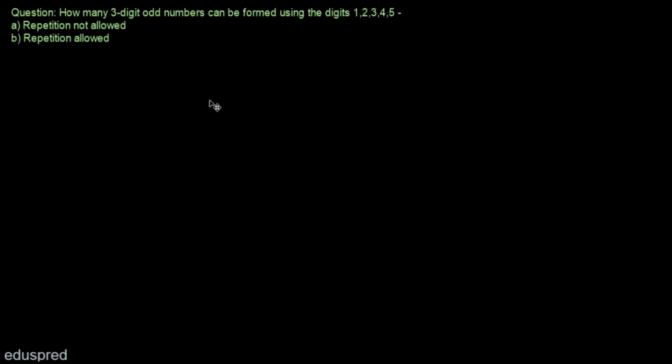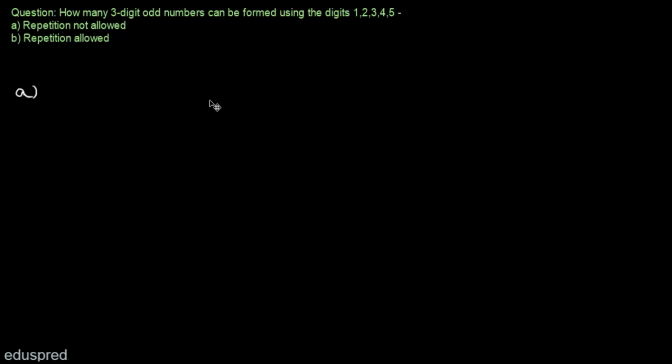In this video, I'm going to solve this question. How many 3-digit odd numbers can be formed using the digits 1, 2, 3, 4, 5? And we have two parts here. In part A, the repetition is not allowed, and in part B, the repetition is allowed. So let's start with part A.